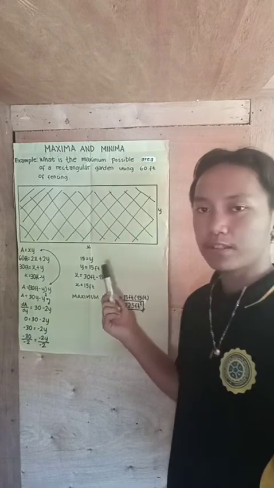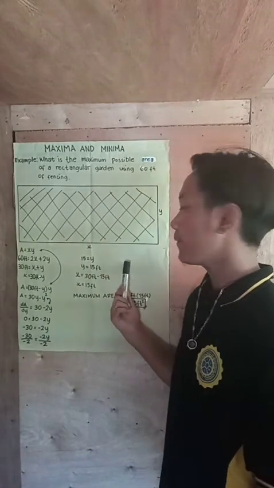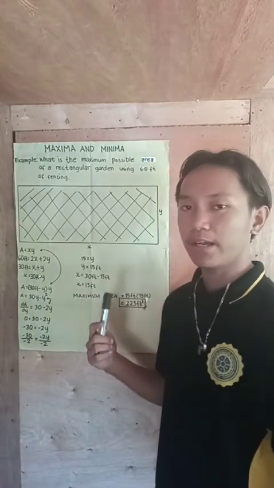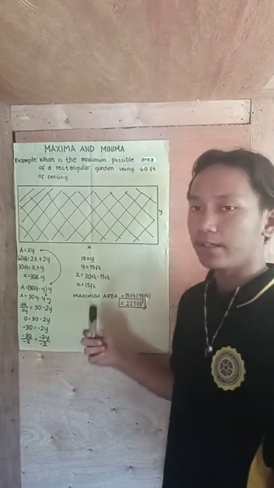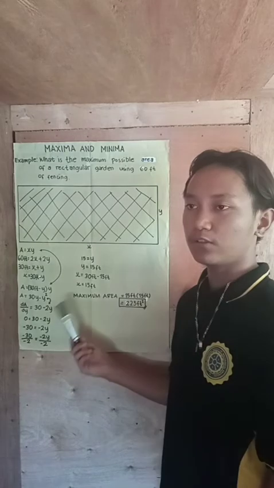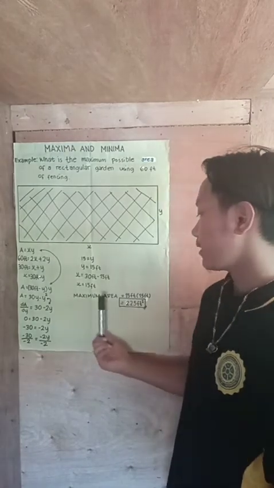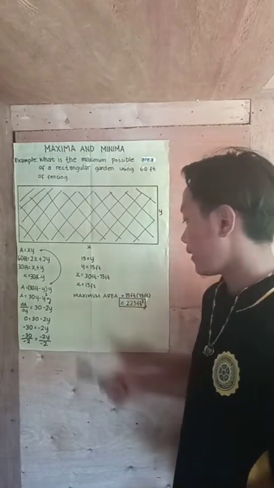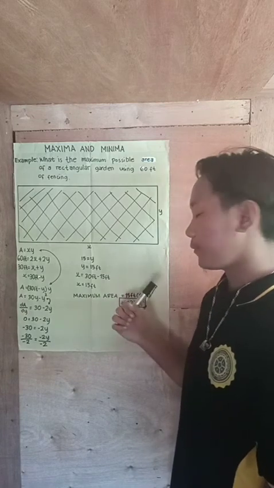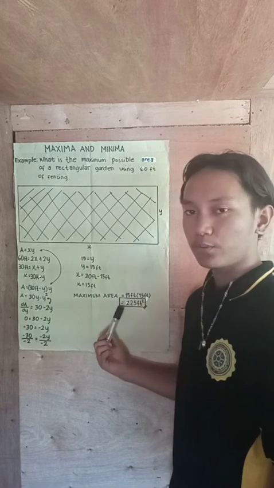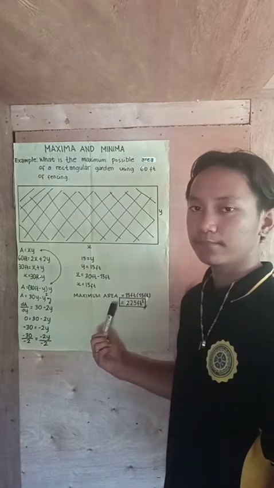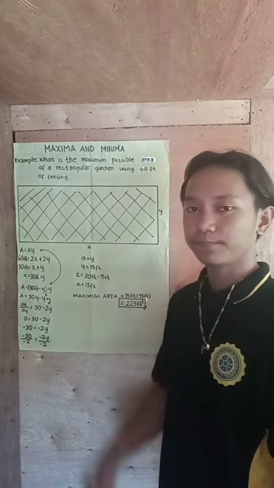So given the perimeter, we get the maximum area if both sides are equal. We saw that both sides are equal, so we can now solve for our maximum area. The maximum area equals 15 feet times 15 feet, or our maximum area is 225 square feet.